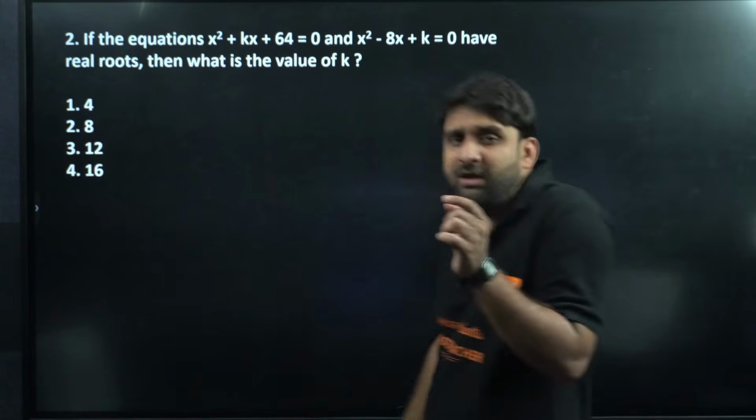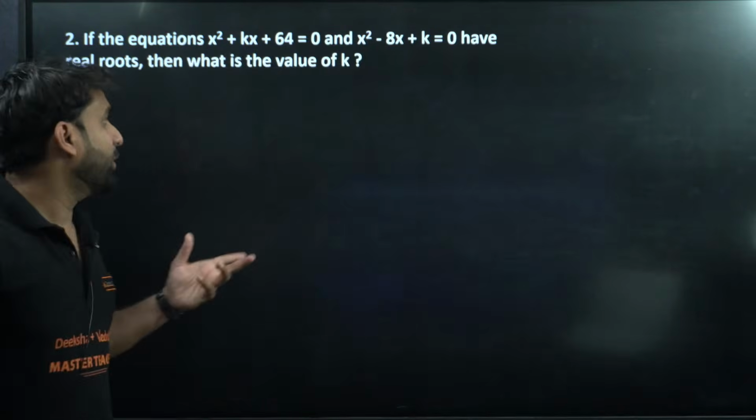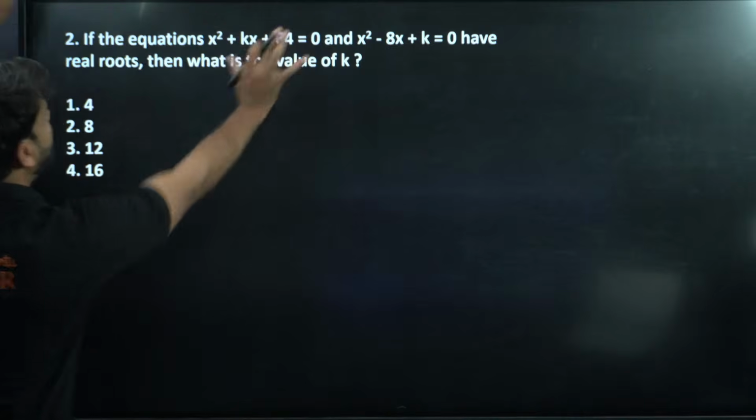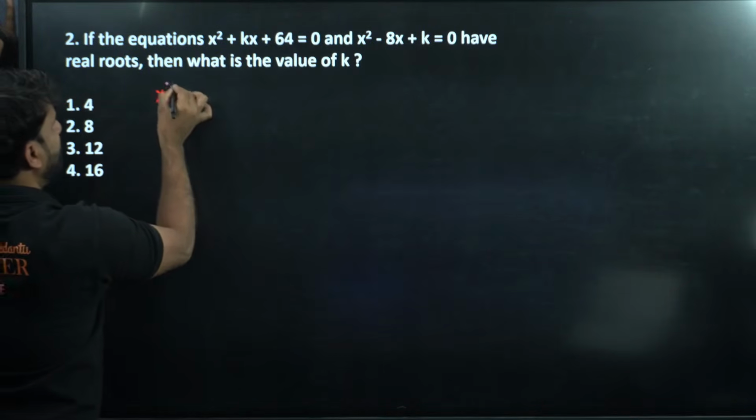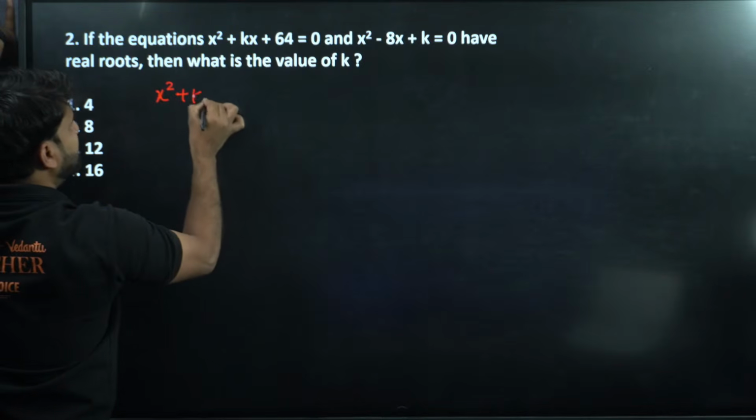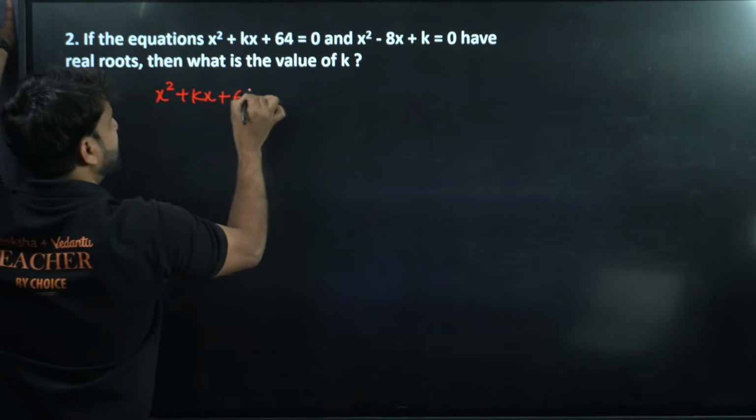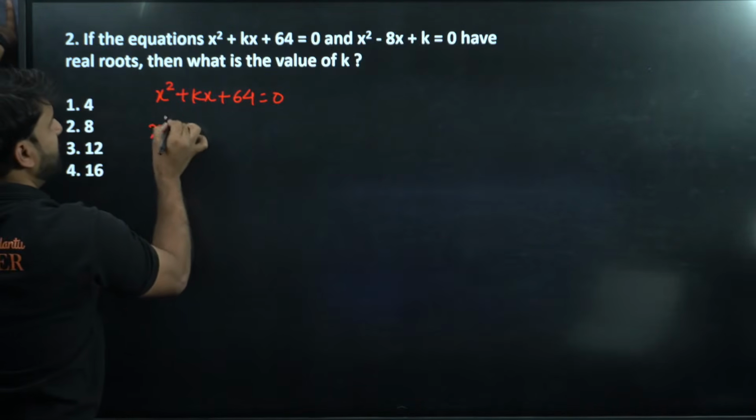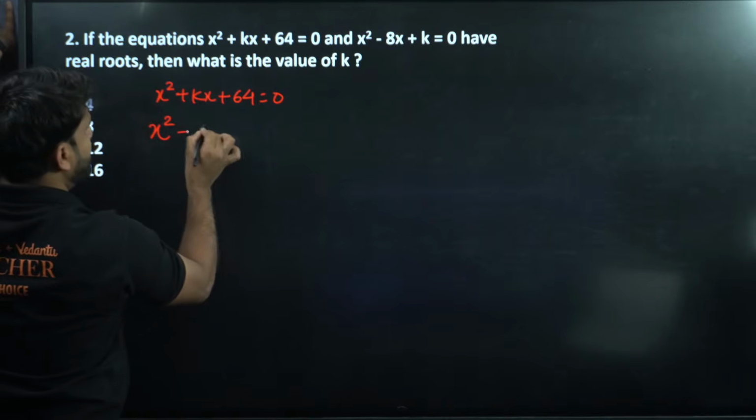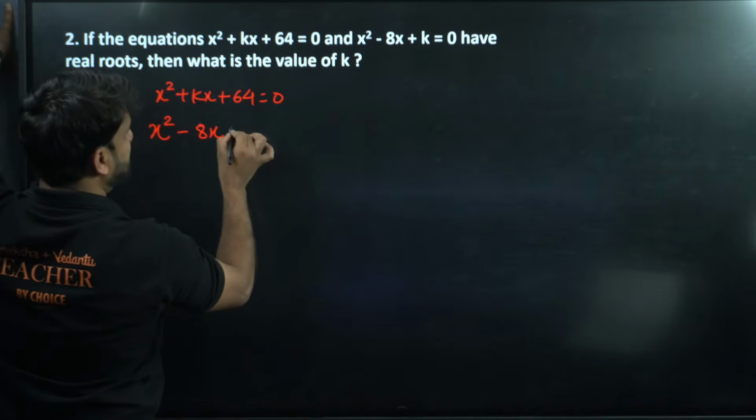There is a small trick in this question, right? And what is that trick? Let's solve. So my dear, two equations given here. The first equation is x square plus kx plus 64 is equal to 0, and the other quadratic equation is x square minus 8x plus k is equal to 0.